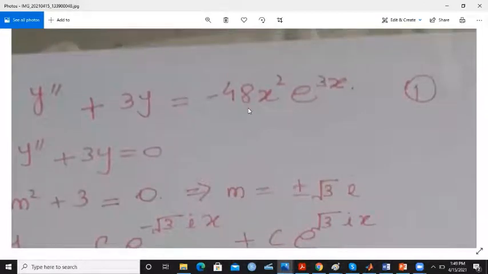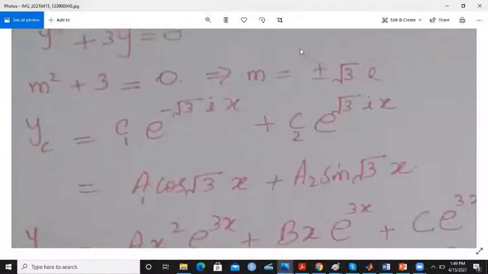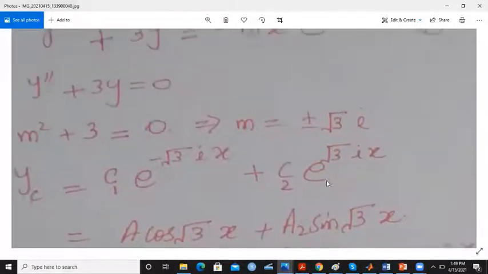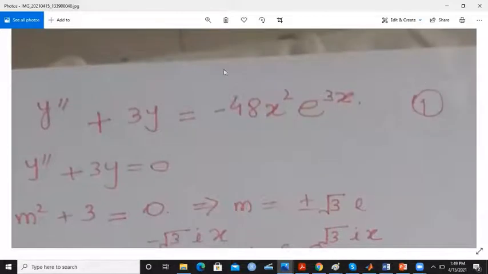Now, always check carefully that there is no repetition. By this, I mean that in yc you haven't got a term similar to the function on the right hand side, minus 48x squared e to the power 3x.